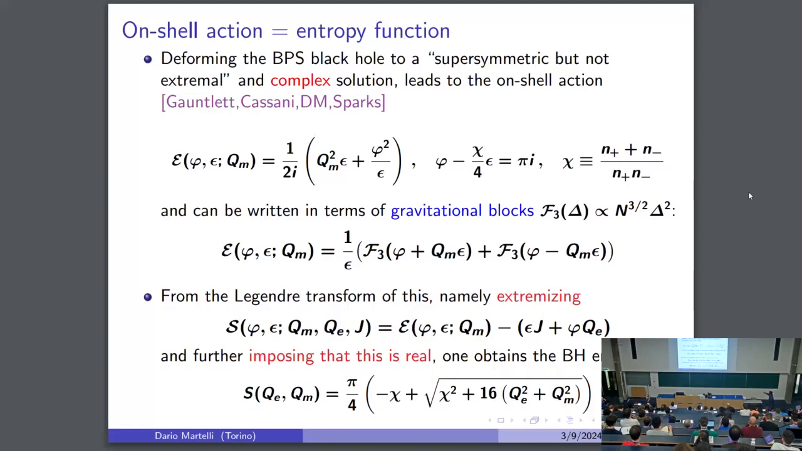Now, extremizing this function here, namely doing the Legendre transform, and further imposing that you get a real slice, one reproduces the black hole entropy.